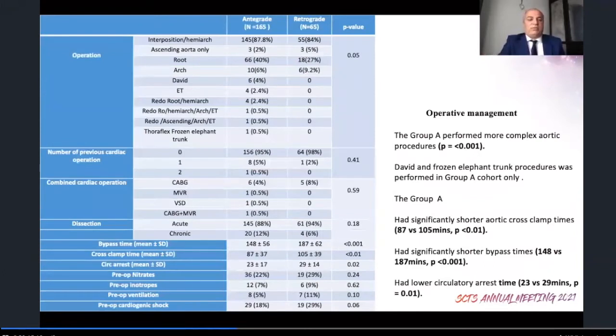And the intraoperative management is shown in the table on the left. The main difference between groups A and B is that in Group A, the more complex procedures were performed, such as David's and frozen elephant trunk. Group A also had shorter cross-clamp times, shorter bypass times, and shorter circulatory arrest times.